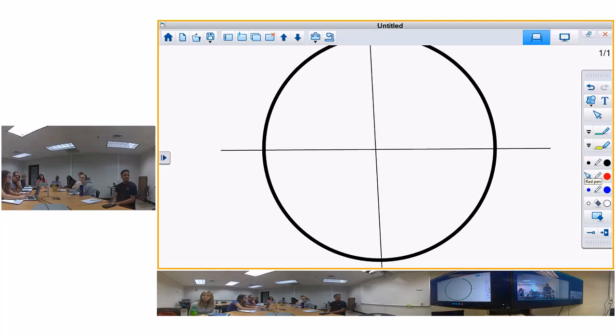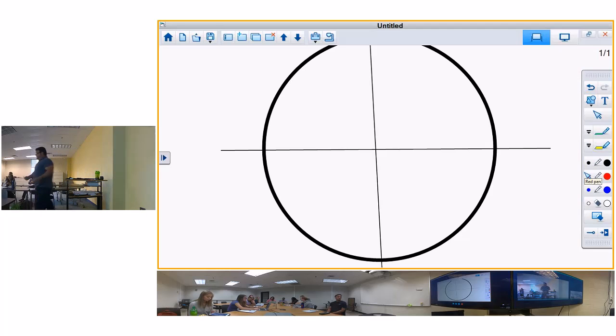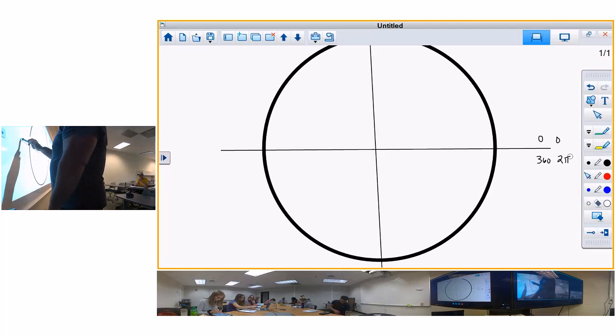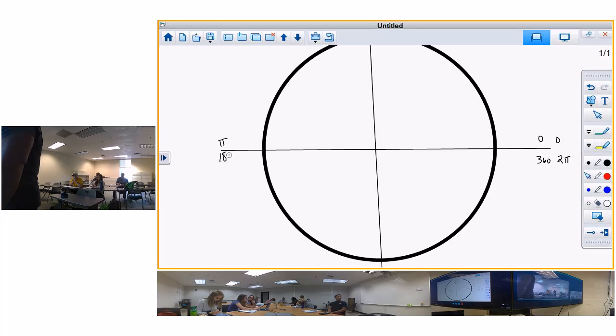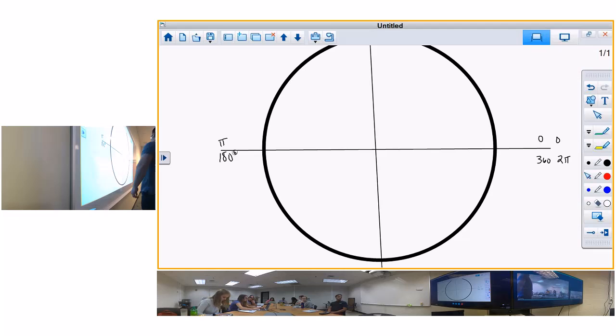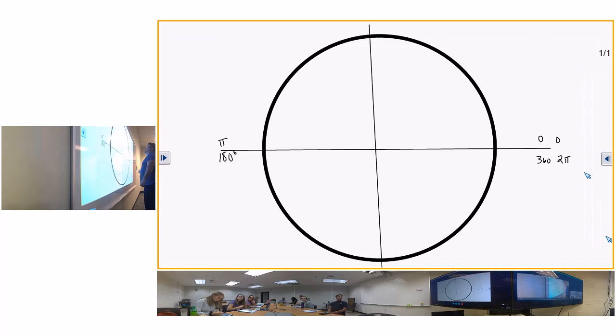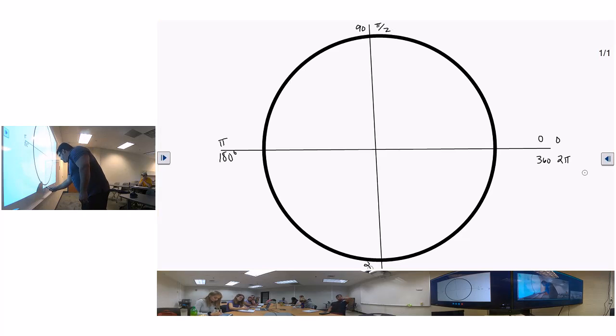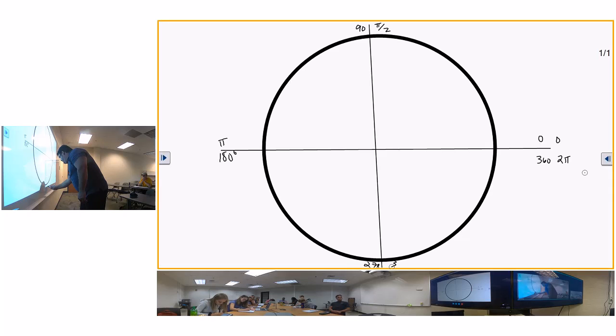All right, so the first thing we're going to do is label it. This is 0, and it's also 360. It's also 0 and what? 2 pi. So that means that this one over here is pi, or 180 degrees. This one up here is 90 degrees, or pi over 2. This one right here is 270 degrees, or 3 pi over 2.